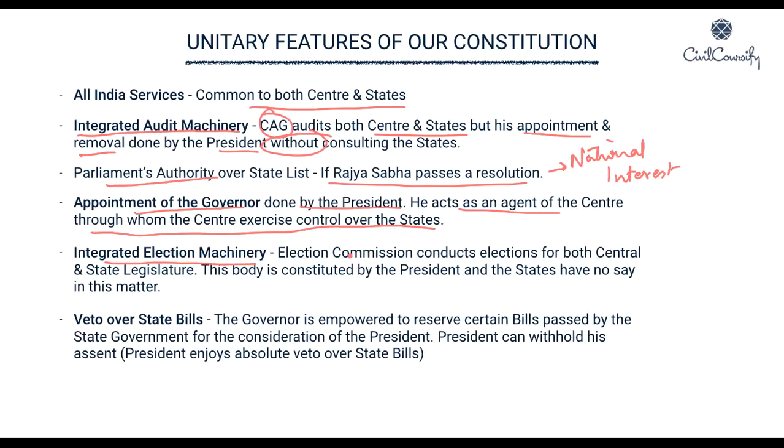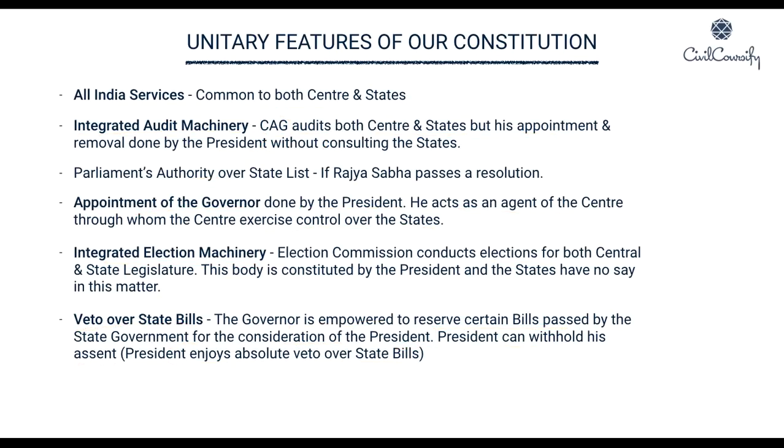Integrated election machinery. So the election commission conducts elections for both the central and state legislature, although this body is constituted by the President and the states have no say in this matter. And one more issue is the veto over state bills by the President. The governor is empowered to reserve certain bills passed by the state government for the consideration of the President. The President can withhold his assent and the President enjoys absolute veto over the state bills.